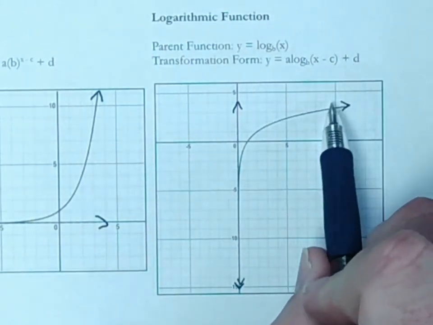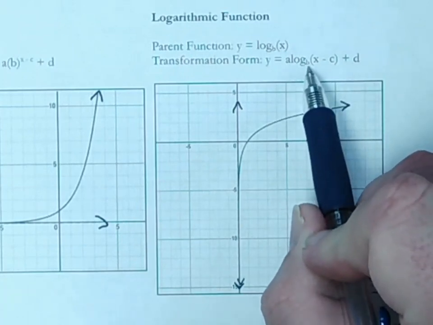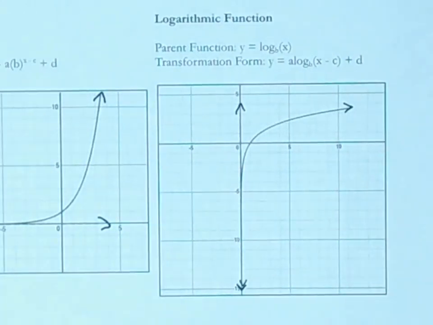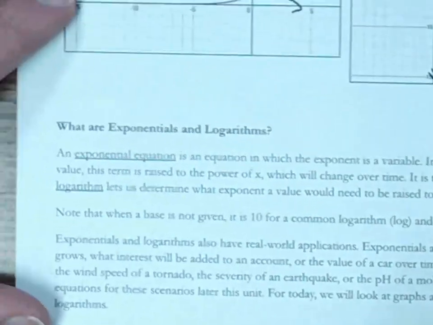Here is our transformation form. A will be in front of the word log. Again, there will be this little base number ignored entirely. C will be inside the parentheses, and D will be on the end. Okay, no big deal. A couple things that you should know. I'll just bring them down here.